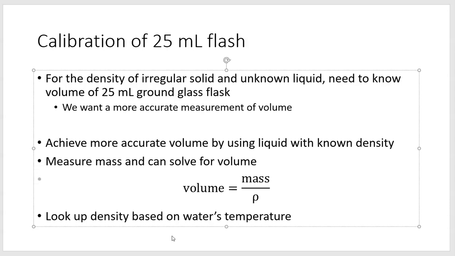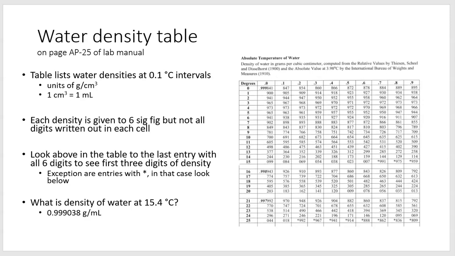And the liquid that we're going to use with the known density is water. There are tables that show the density of water at various temperatures, and we usually say water's density is 1 gram per milliliter, but we want a more precise measurement, so we're going to measure the temperature of the water and then look up the density in a table. Near the end of your lab manual, there's a page that has a table with the density of water and how it changes with temperature.